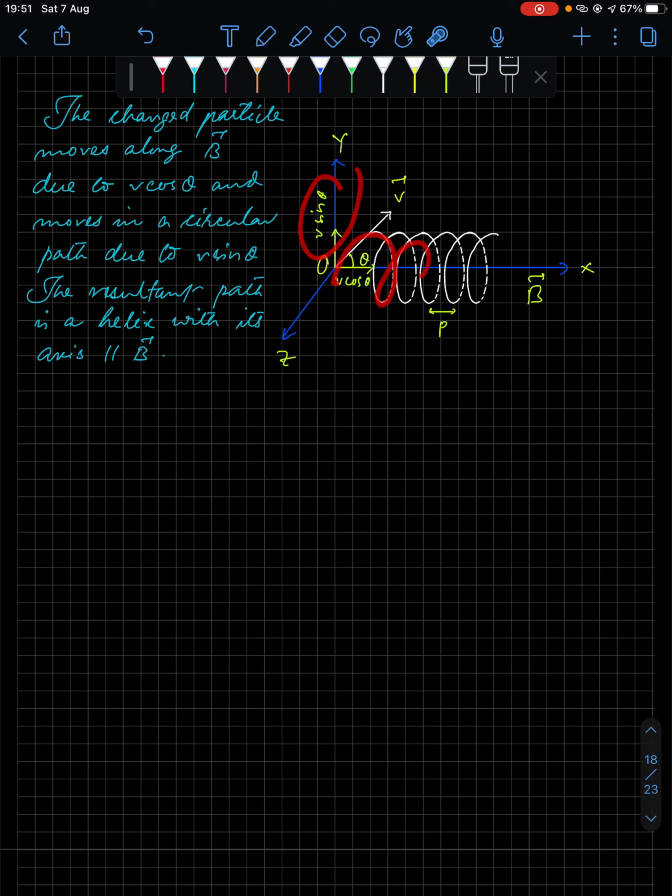Now since v sin theta is responsible for giving the circular path, you will write down that the centripetal force, which was mv square by r previously, is now m (v sin theta) square by r, right?